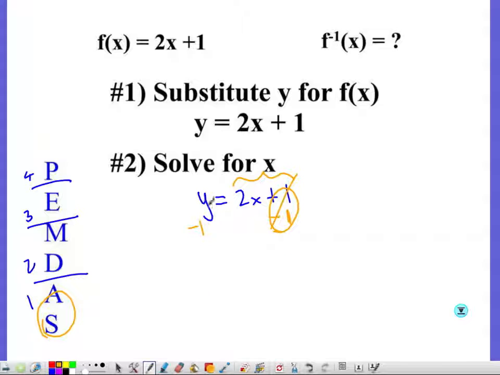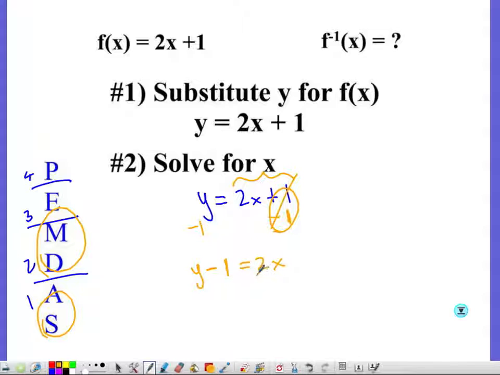Now what do we do here? Well, we're taking y and subtracting 1, so we're going to have y minus 1 equals 2x. Okay, so that's what we have. Now, did we solve for x? Nope. We're still doing something to x here. We're multiplying by 2, so that leaves us to our second level.